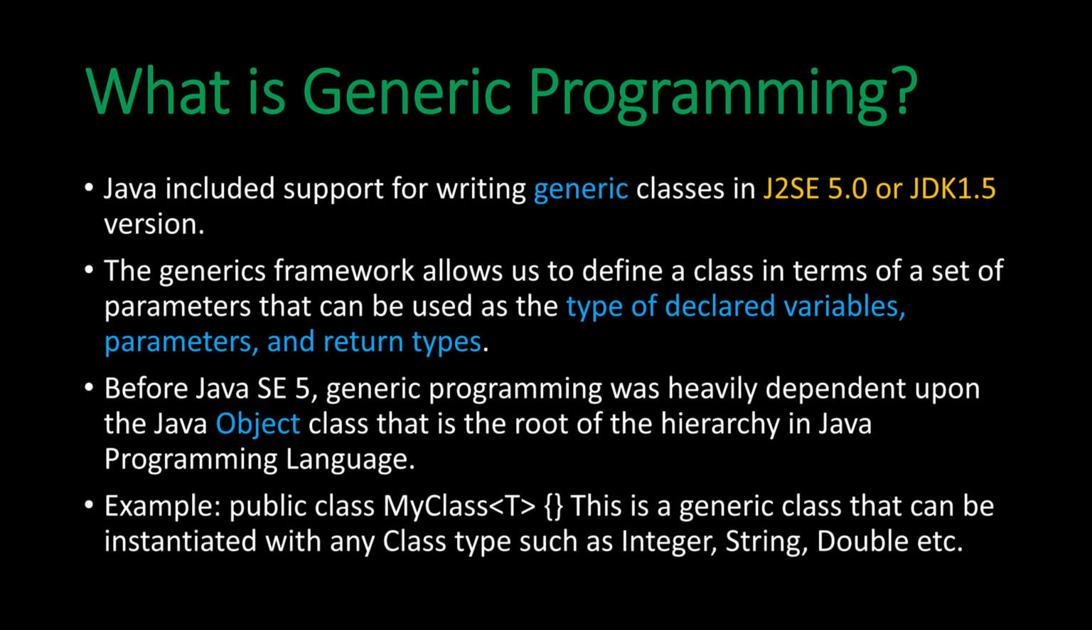For example, using generic programming, we can define classes like this: public class MyClass, and T is a parameter between the angle brackets. And we can replace this T with any other class, internal or a custom class. This is called a generic class, and that can be instantiated with any class type such as Integer, String, and Double. By using generic programming, we can create instances of a generic class with any other data type. For example, a custom class or an internal class.